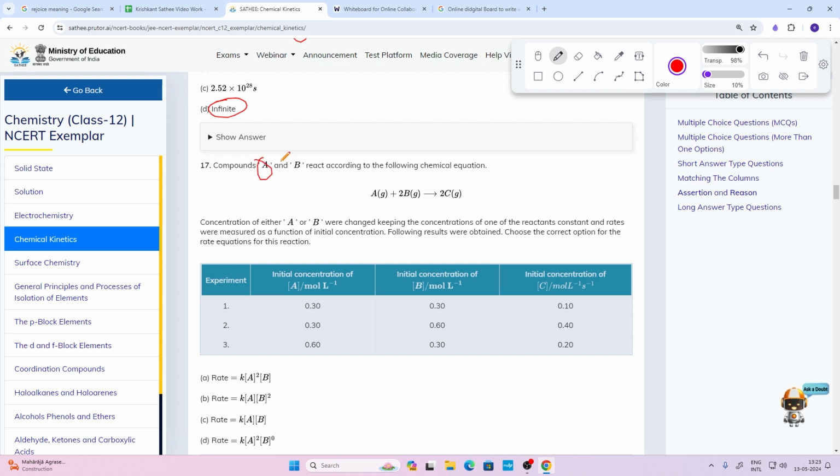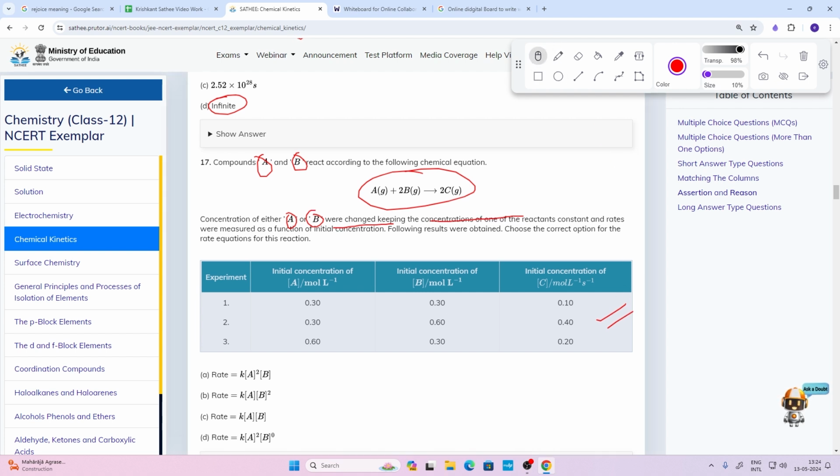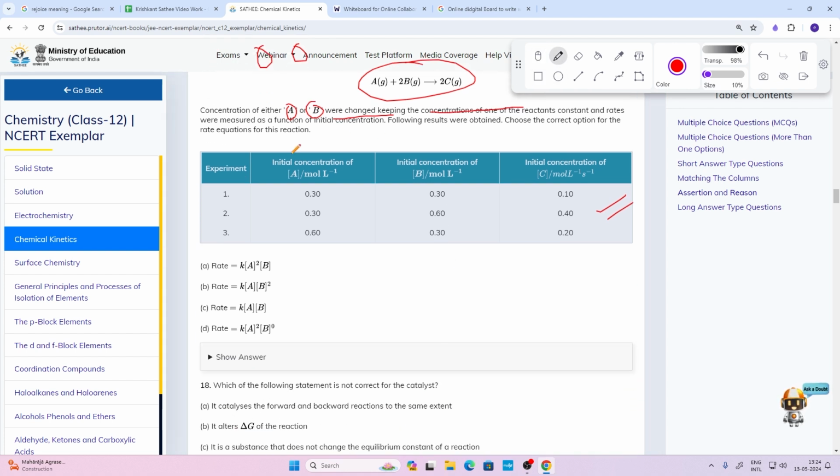Compounds A and B are reacting according to this equation. Now the concentration of either A or B was changed, keeping the concentration of one of the reactants constant. So we have done this kinetic study of our given reaction. Now what we found, we got this set of data. If you remember, I told you during the exercise, write in this way such that one of the concentrations remains constant.